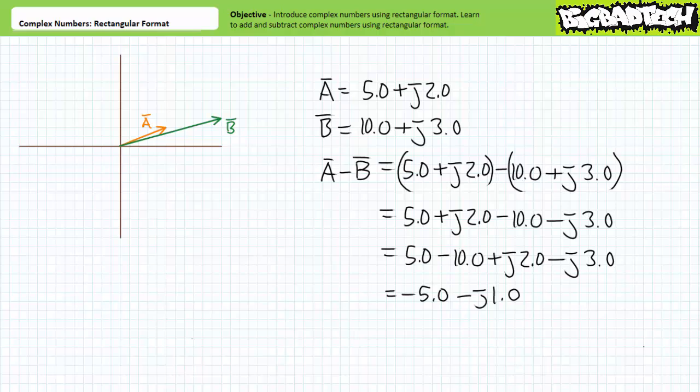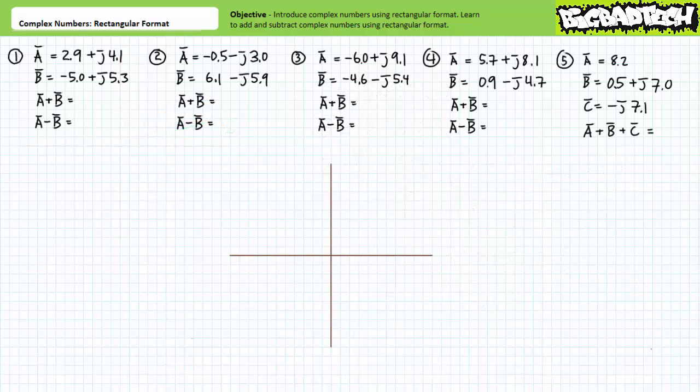If complex number addition can be likened as a and b acting together, one can think of complex number subtraction as the difference between a and b, where the head of a with respect to b is positioned negative 5 minus j1 away. Can you dig this on every level that I do? Let's put your understanding of complex numbers and complex number addition and subtraction using rectangular format to the test with these example problems.